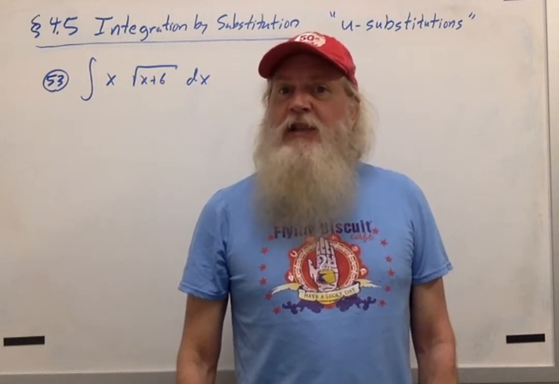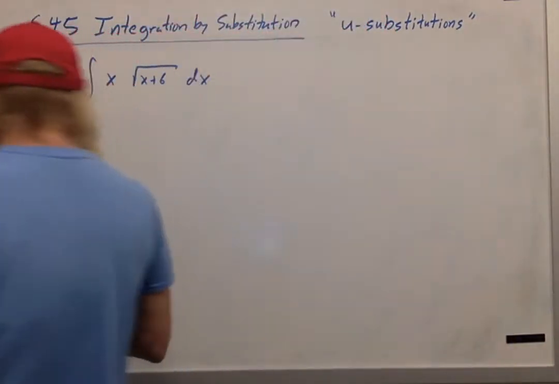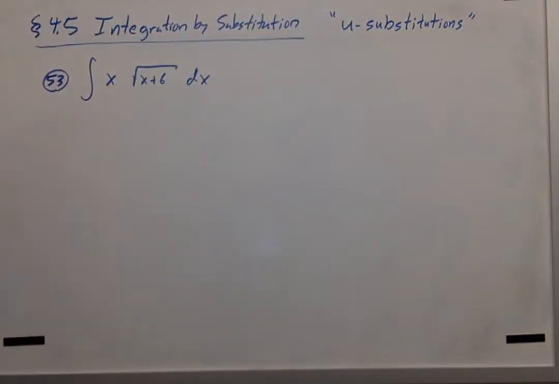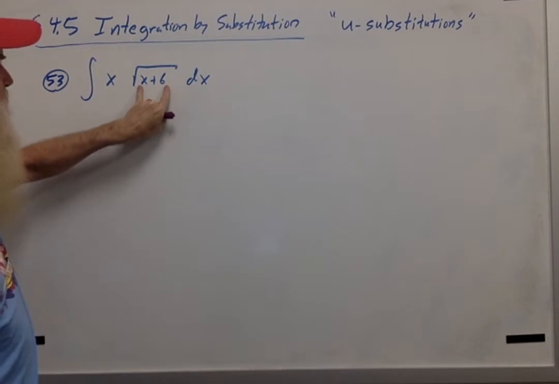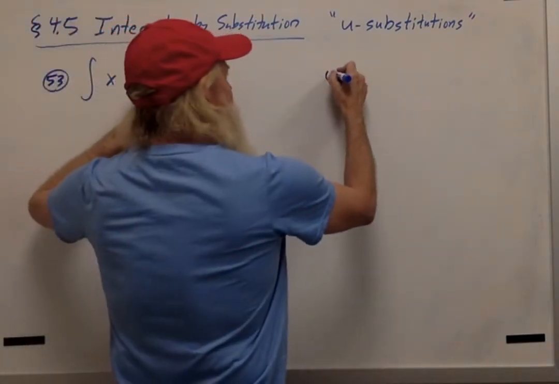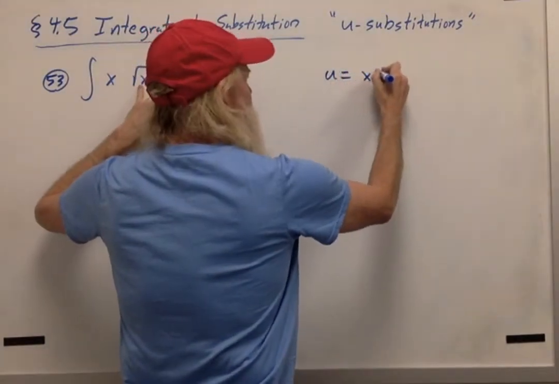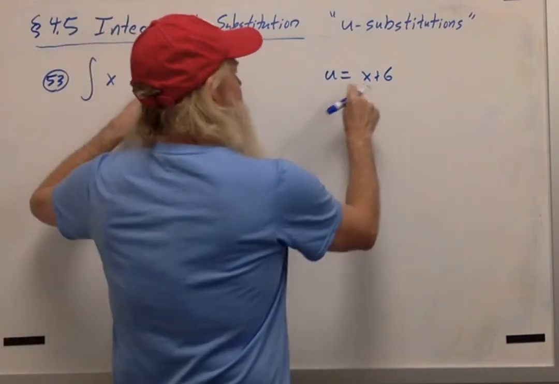Let's look at a couple more examples where the substitution is a little bit fancier, a little bit trickier. The first one will be number 53, which is the antiderivative of x times the square root of x plus 6 dx. Since we see the x plus 6 inside the other function, the square root, that gives us the idea of setting u equal to x plus 6. And that's indeed the correct way to start this.